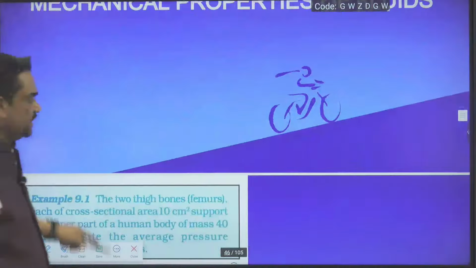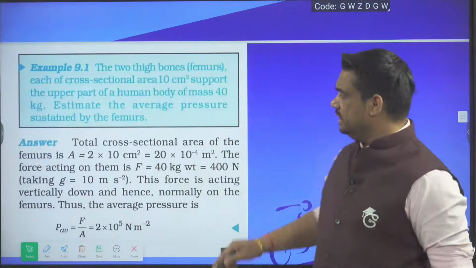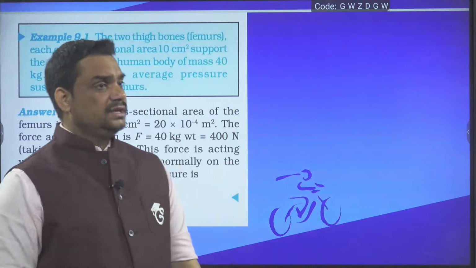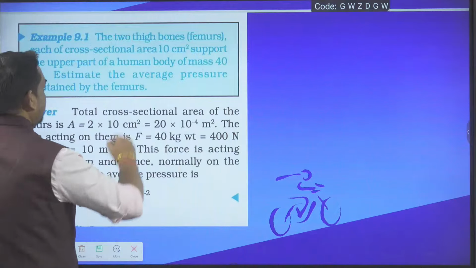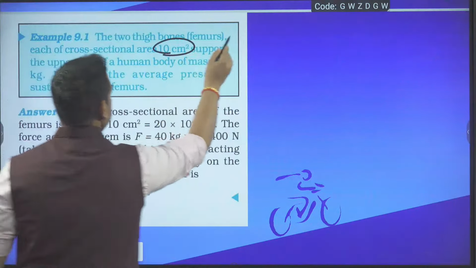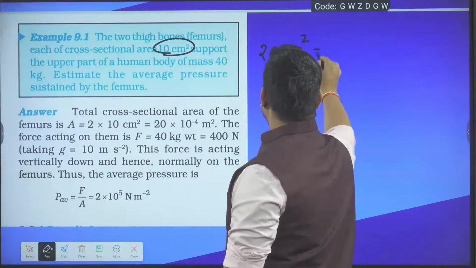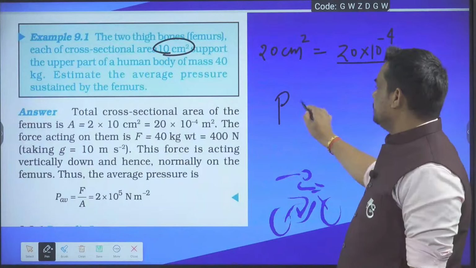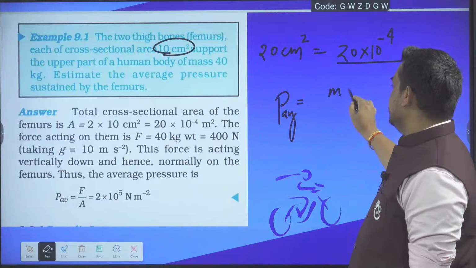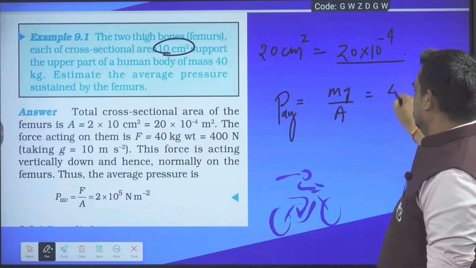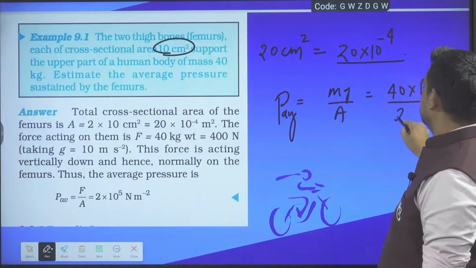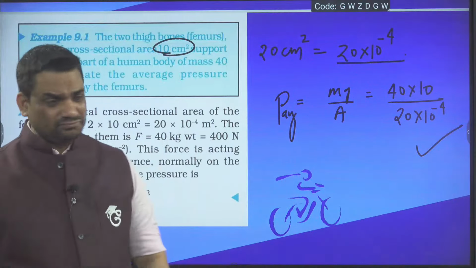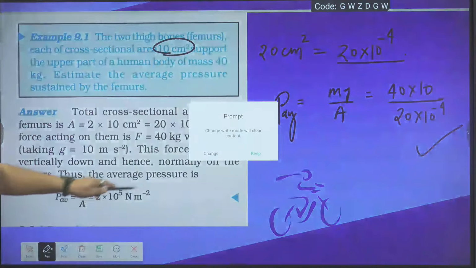Now we have mechanical properties of fluid. The first question comes from here. There are 2 thigh bones and they are going to support the total. Your area of each is 10, so total area becomes 20 centimeter square, which is 20 into 10 power minus 4. Average pressure will be equal to mg by A, which is m into 10 divided by area 20 into 10 power minus 4. Clear? Basic, simple question.